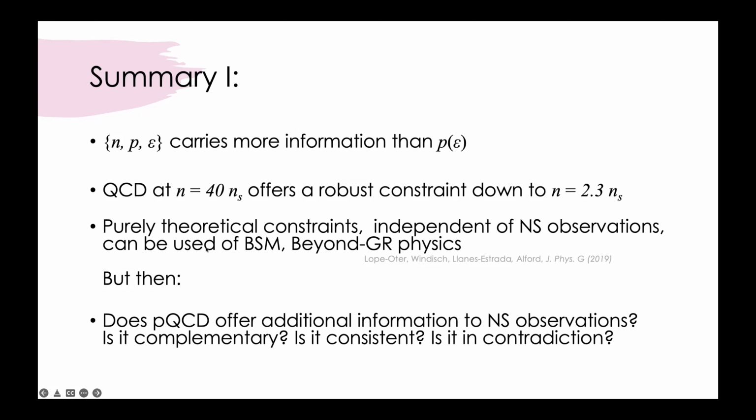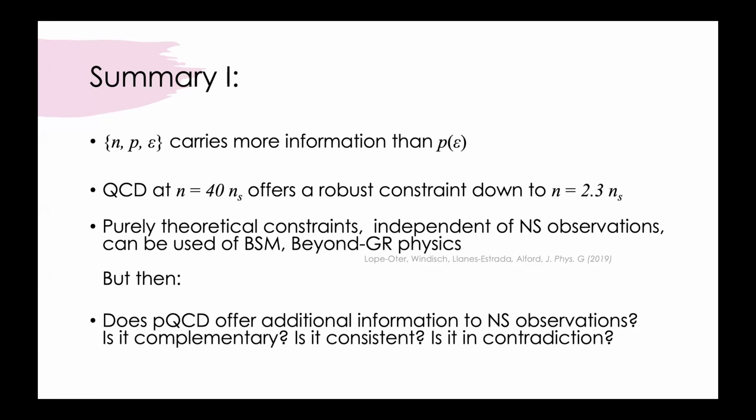I think what's also interesting about these constraints, and I think that was the original motivation of these people, is that these constraints that I'm giving here are purely theoretical. They're independent of any neutron star observations or their modeling, and also they are completely independent of assuming general relativity. So this kind of constraints can be used as a starting point of any BSM or beyond-GR studies. These are completely independent of astrophysics.